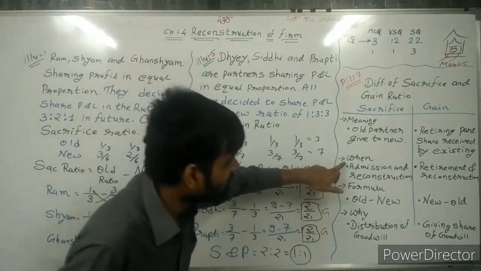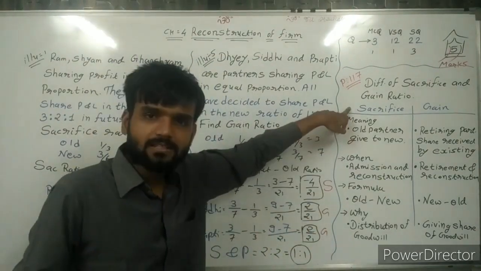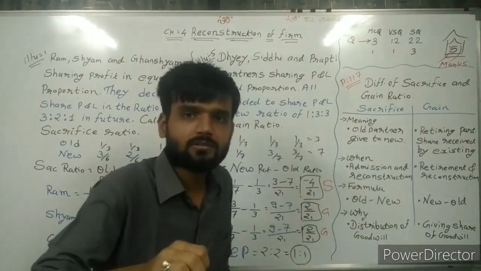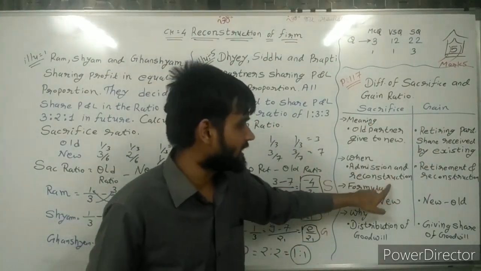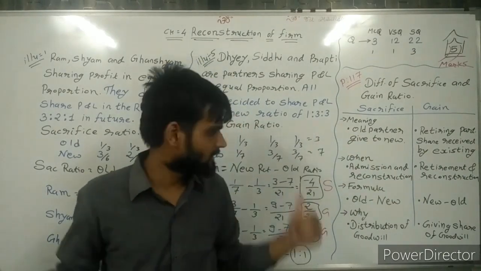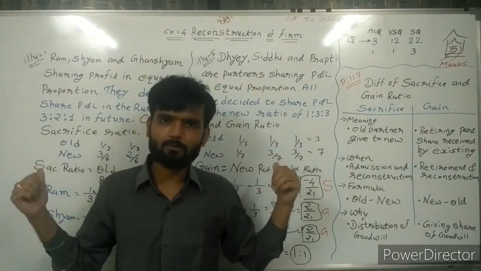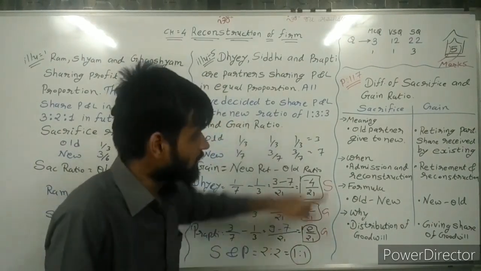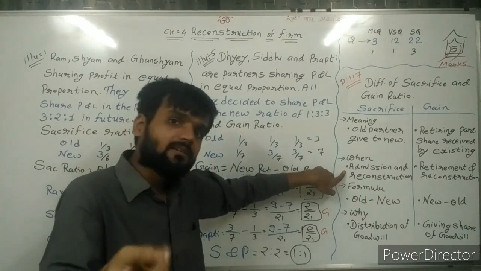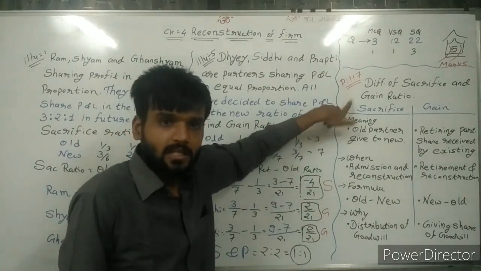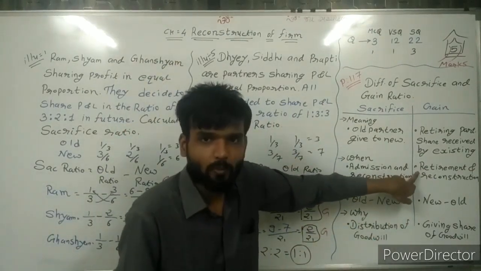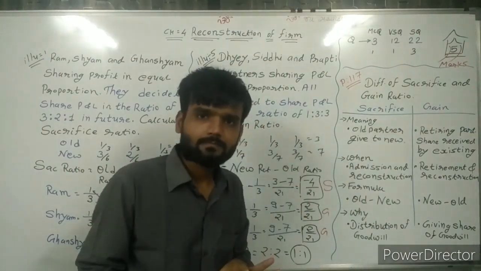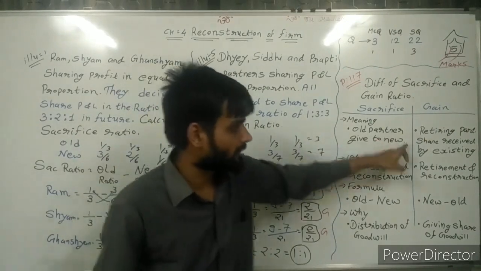Now the question is, when are we finding sacrifice and when are we finding gain? Sir, admission and reconstruction, simple. This is the reconstruction situation. At the time of reconstruction, we find sacrifice and gain. In the second situation, suppose admission of a partner is there. At that time, we need to find sacrifice. In the same way, at the time of retirement, when a partner retires, at that time we find gain. So it is connected with the first topic.